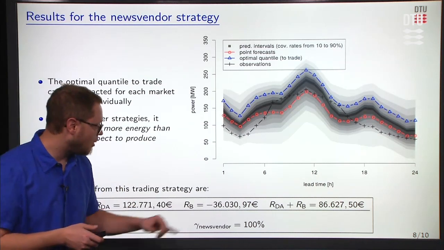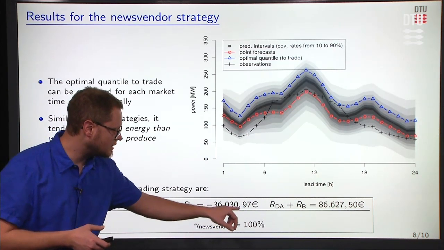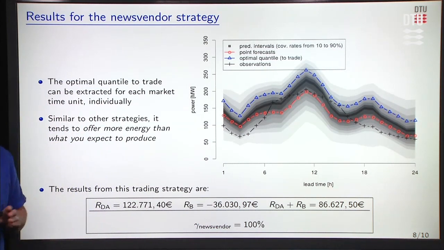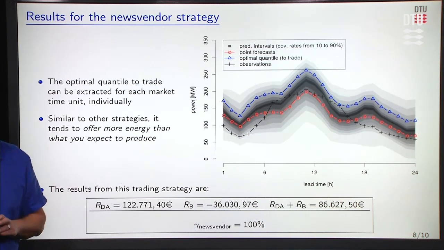It's a payment of minus 36,030 euro and 97 cents. All in all, by adding these two, we get a revenue which is equal to the revenue we would have with perfect information of 80,627 euro and 50 cents. The performance ratio is therefore 100% or 1.